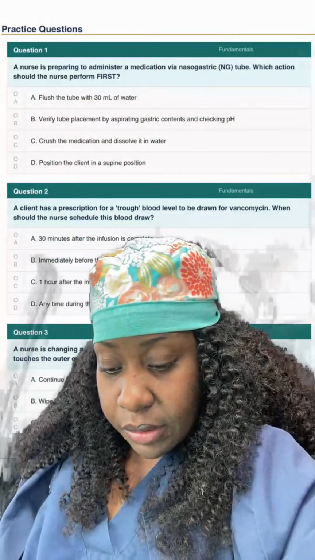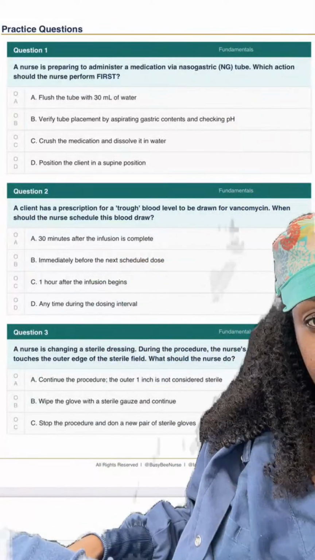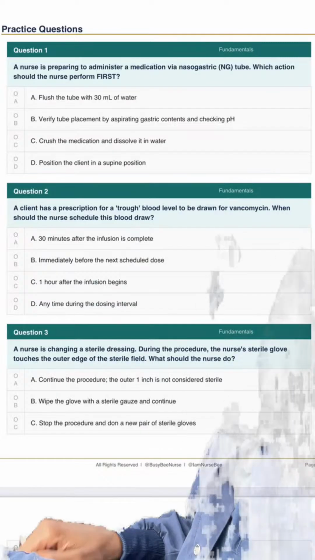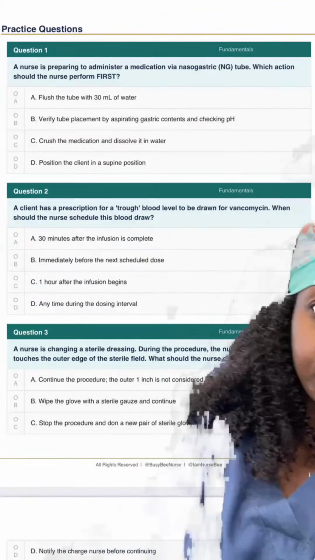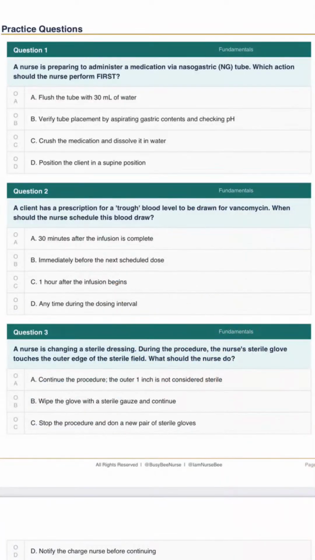All right. So the next question, I'm trying to adjust it so you guys can see. Okay, let me just get out the screen. I'm gonna get out the screen so you guys can see. Okay.